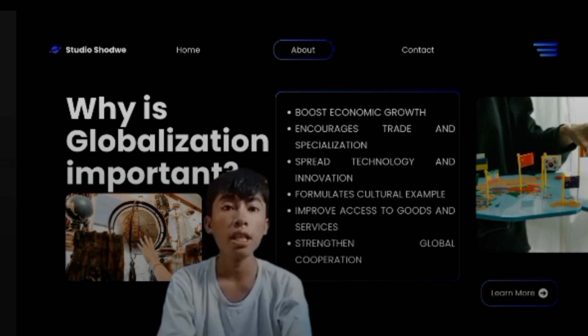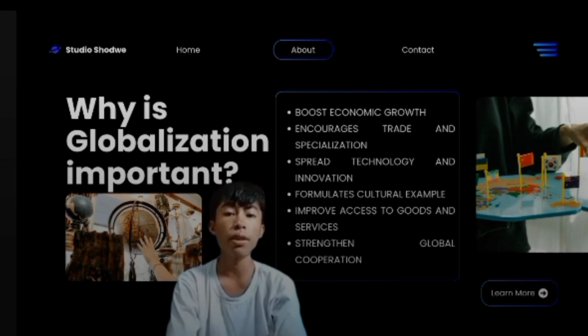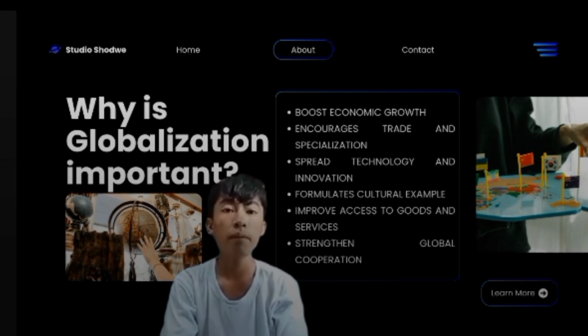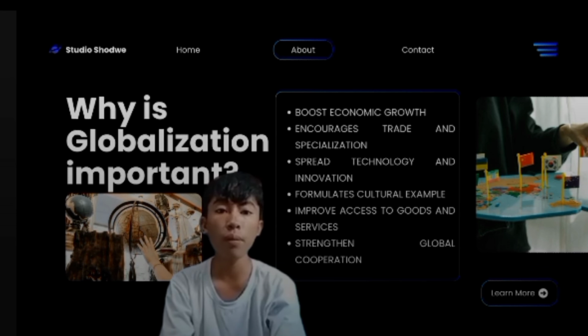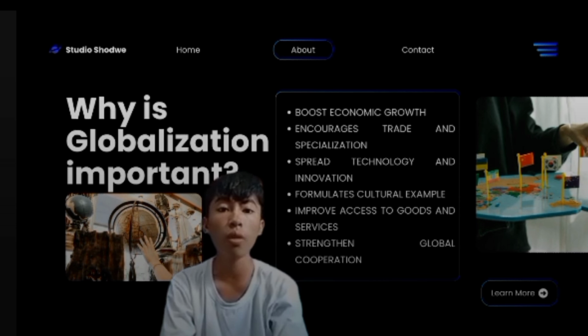Number 3, spread technology and innovation. New ideas and inventions are shared across borders. For example, a smartphone made by companies like Apple or Samsung uses parts and ideas from different countries. Thanks to globalization, these technologies spread quickly worldwide.